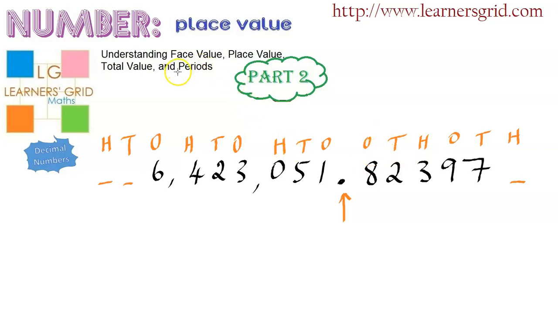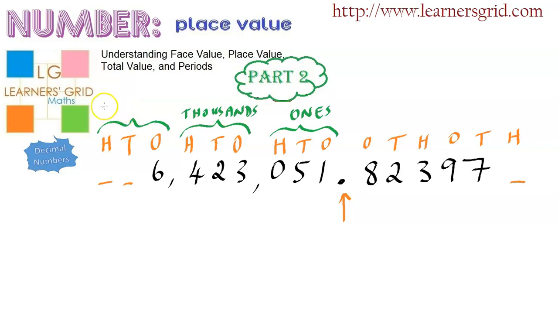But then we deal with what we call periods. This period here is the ones period. This period here is the thousands period. And this last period, well, not last, but the last one we've got down here, is the millions period. And if nothing else, it helps us to say the numbers.